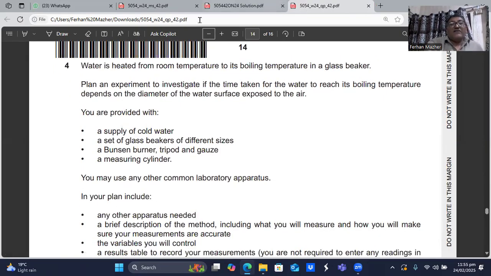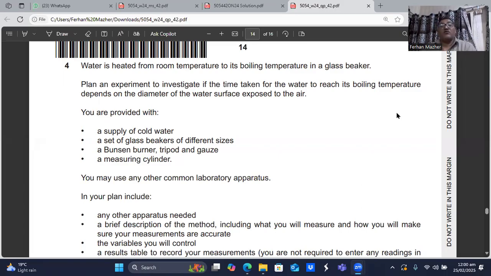So here we have the question number 4. This question is basically about the planning. This is a planning question. So we will learn how to plan an experiment. So, my dear students, this is question number 4, a planning question.